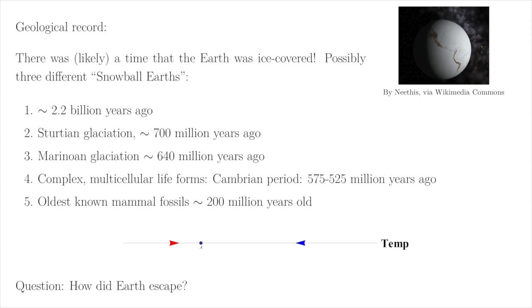And then there was another period of extreme glaciation about 700 million years ago. And then the Marinoan glaciation period was about 640 million years ago. Again, each of those periods would have spanned millions of years in its own right. It wasn't like an instant 640 million years ago.